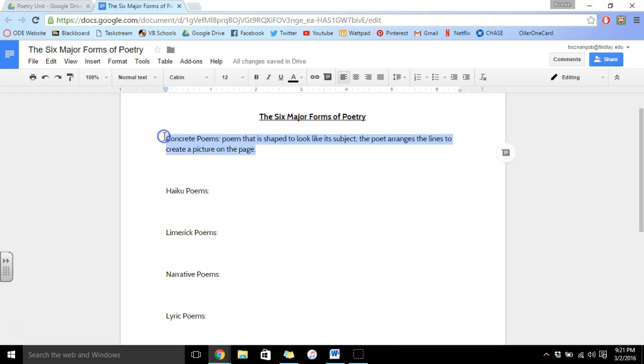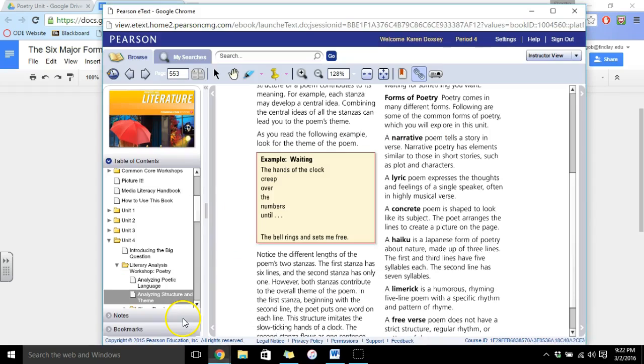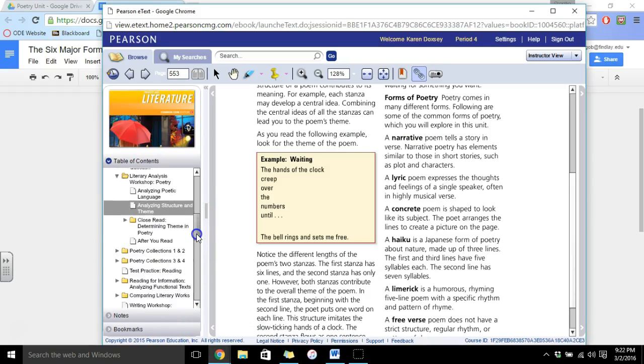And I'm going to bold this just so it kind of stands out to me. Concrete poem. There we go. Concrete poems. So, we have what that is now. So now you're probably wondering, what is all this free space about? Well, this free space is going to be for you to give me an example of a concrete poem that you will write on your own. But I'm going to show you some examples of concrete poems.